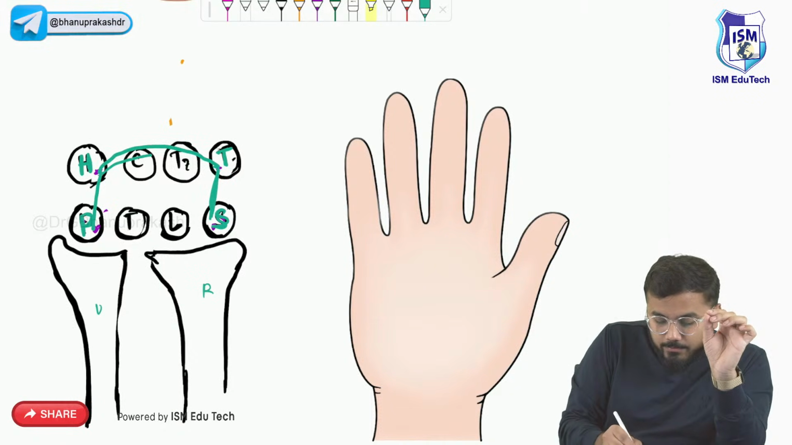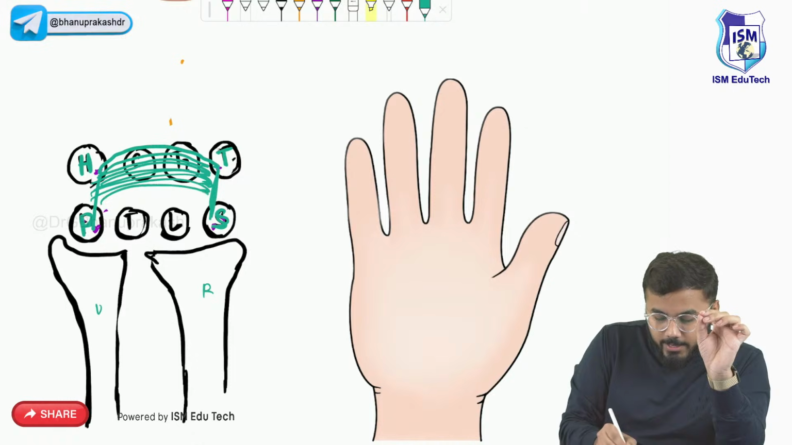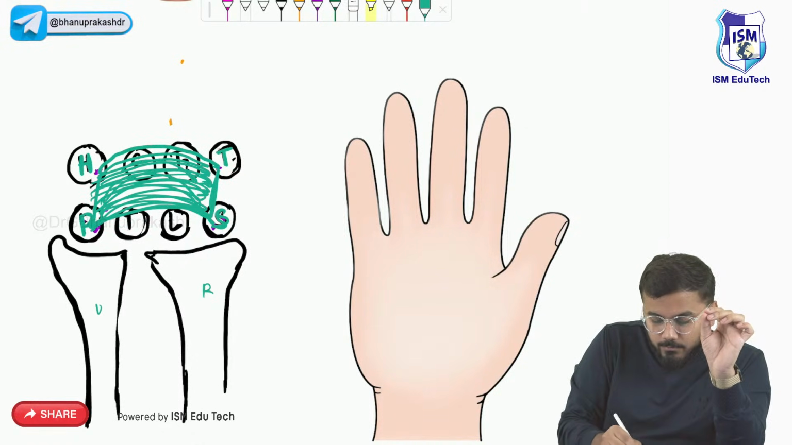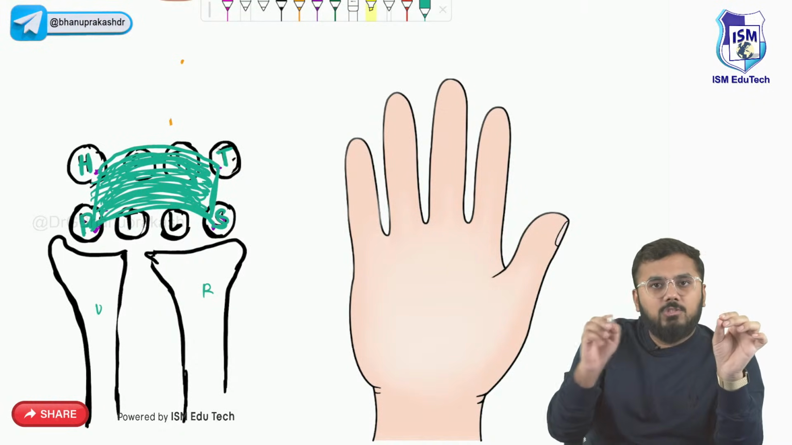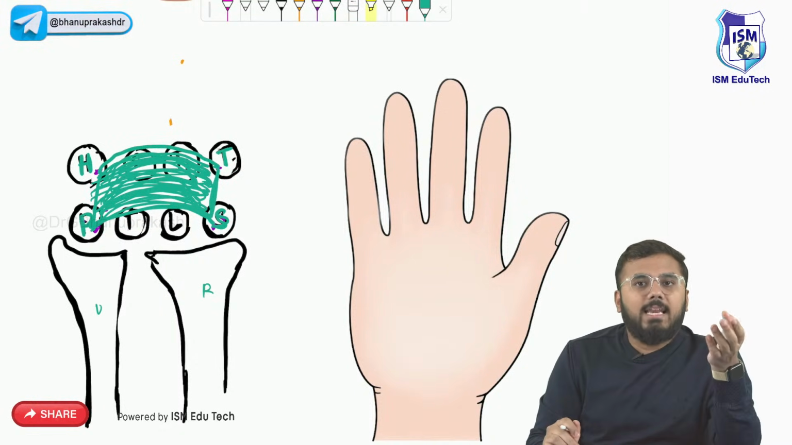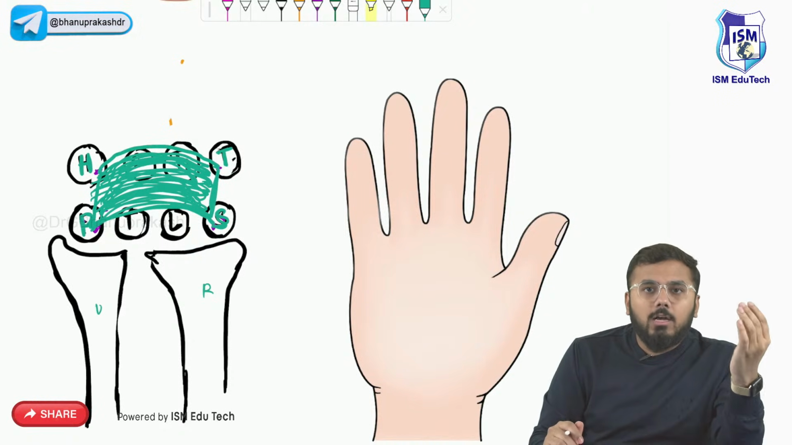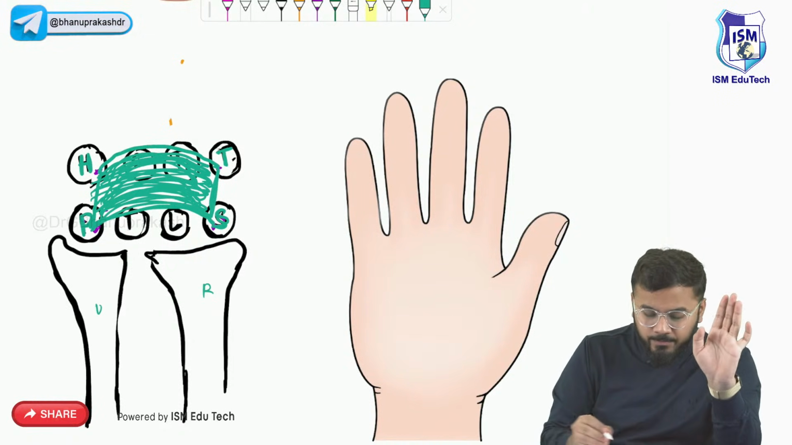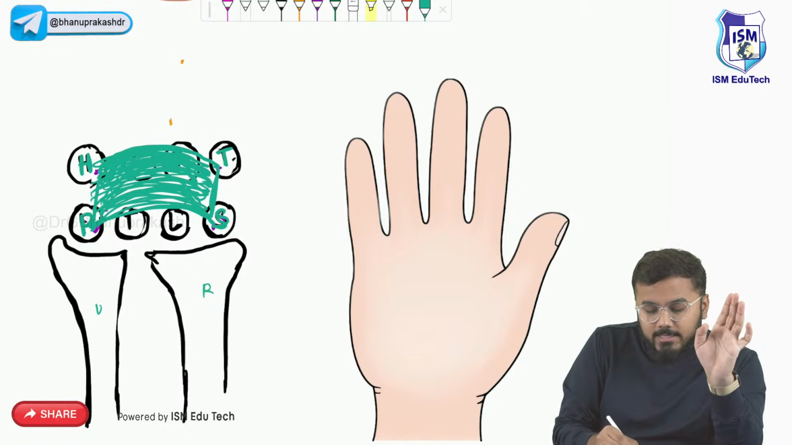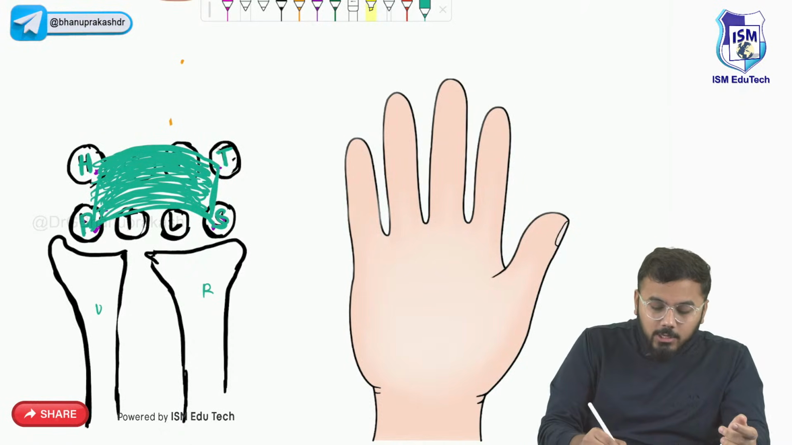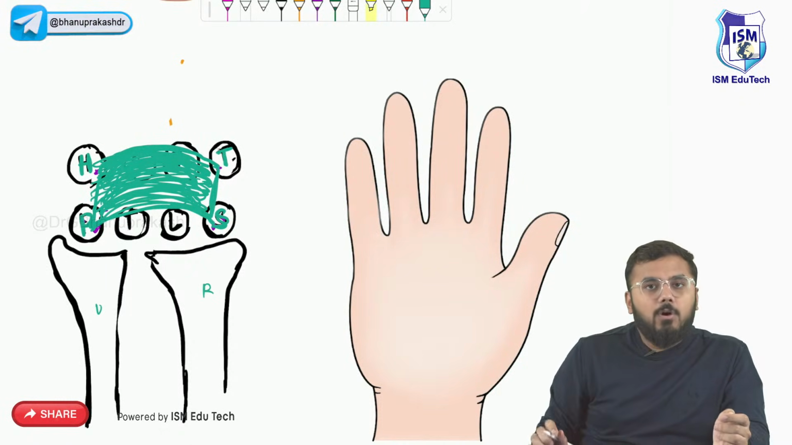This is the ligament. This ligament forms like a roof like this. This ligament is transverse in nature, so I can also call it the transverse carpal ligament, or the other name is flexor retinaculum. What is this ligament called? Transverse carpal ligament or flexor retinaculum, where it is attached to the trapezium, scaphoid, pisiform and hamate.